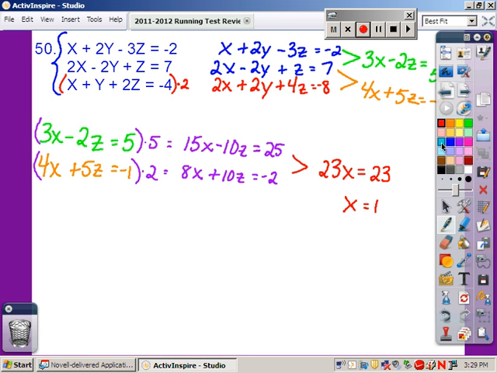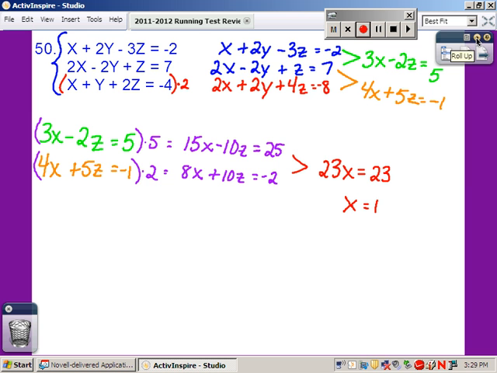All right, so with x equal 1, we got to go back up and find an equation that only has 2 variables in it. So I have this one. I'm going to come back with my answer correct. I'm going to use the orange one because it doesn't really matter. So I'm going to say 4, and then I'm going to put my 1 in for x, plus 5z equals negative 1. That's equal to 4, and if I subtract it off, I get 5z equals negative 5. When I divide, I get z equals negative 1.